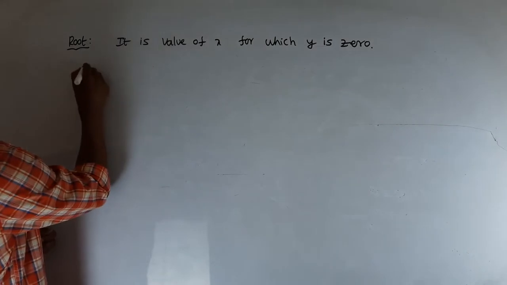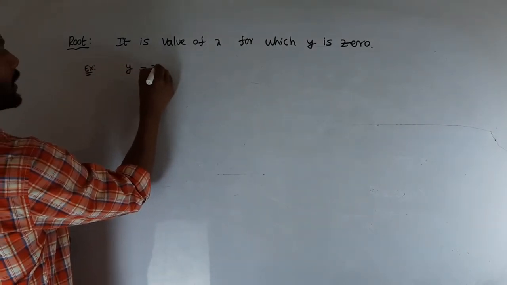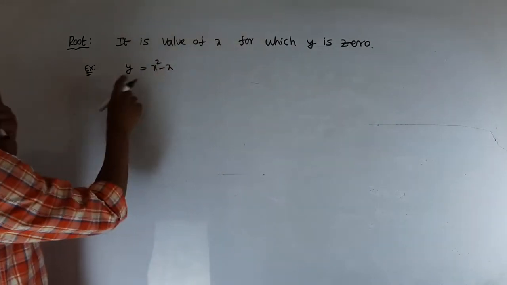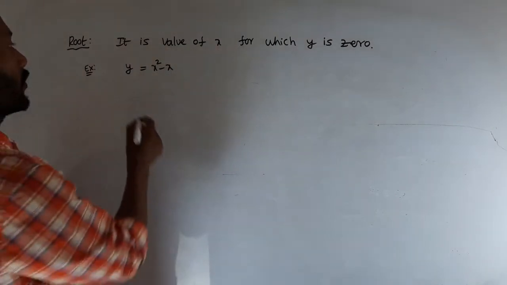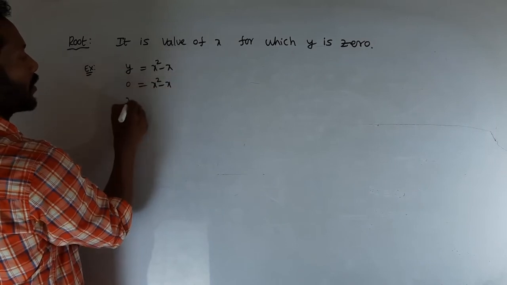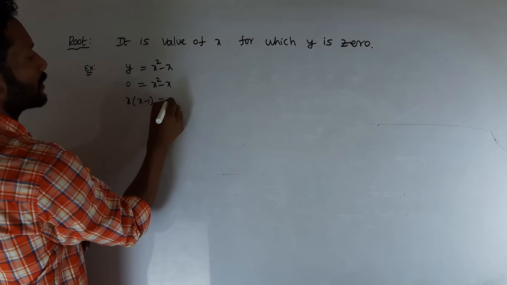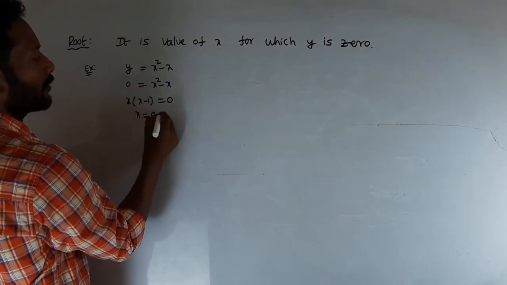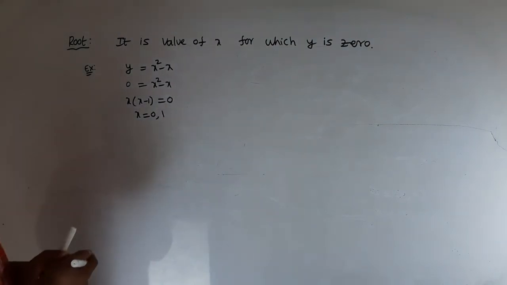For example, y equals x square minus x. It is the value of x for which y is 0. So 0 equals x square minus x. Bring x outside, the common term is x. x times (x minus 1) equals 0. Here x equals 0 and x minus 1 equals 0, so x will be 1. So what are the roots of x? 0 comma 1.